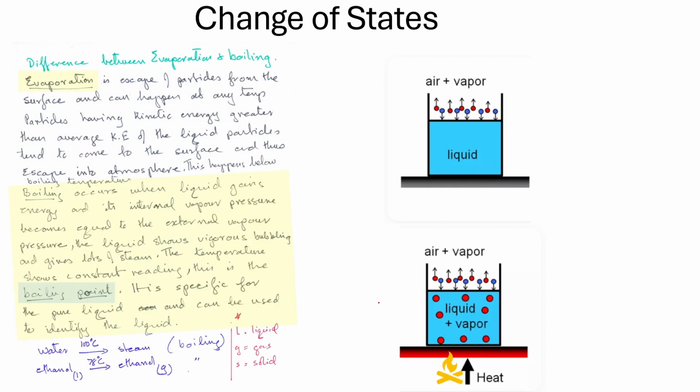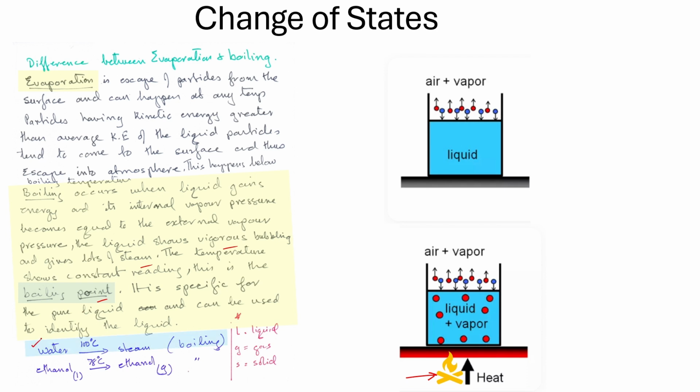Boiling occurs when liquid gains energy and its internal vapor pressure becomes equal to the external vapor pressure. The liquid shows vigorous bubbling and gives lots of steam. The temperature shows a constant reading. This is the boiling point. It is specific for the pure liquid and can be used to identify the liquid.